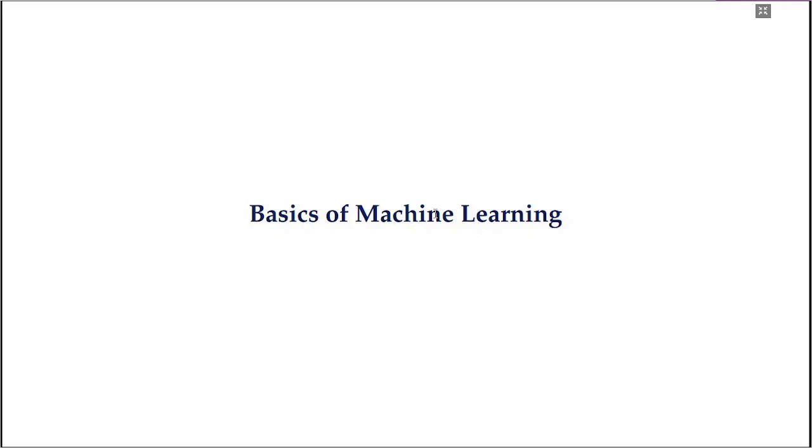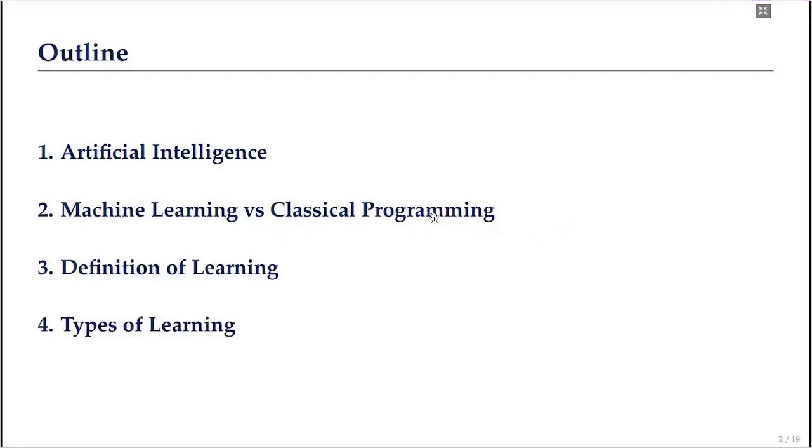Hello everyone. In this video we are going to consider the basic concepts of machine learning. Specifically, we are going to look at the difference between artificial intelligence, machine learning and deep learning, and then we'll consider the difference between machine learning and classical programming, and after that we'll look at what learning means, and then we'll consider the three common types of learning, which are called supervised, unsupervised, and reinforcement learning.